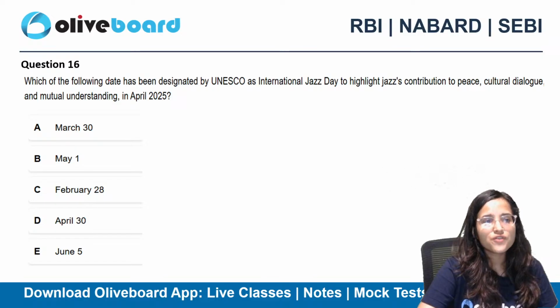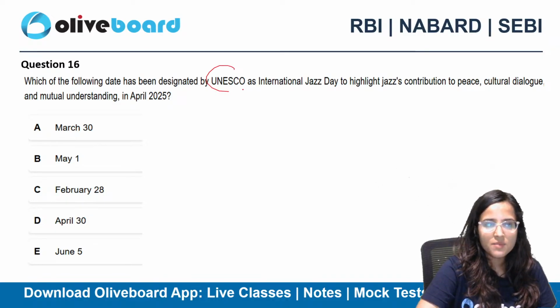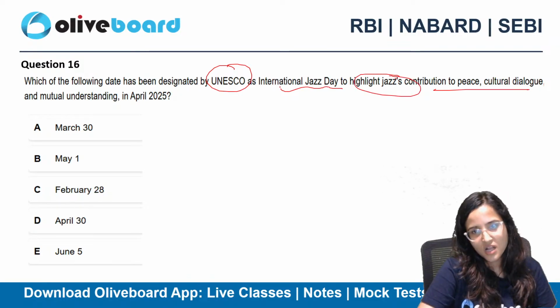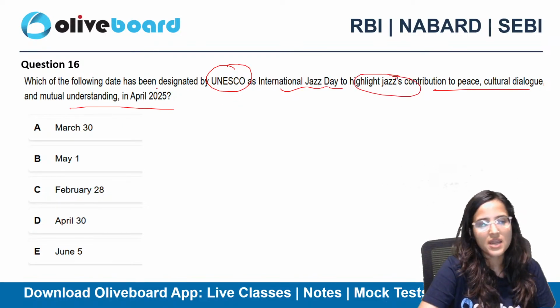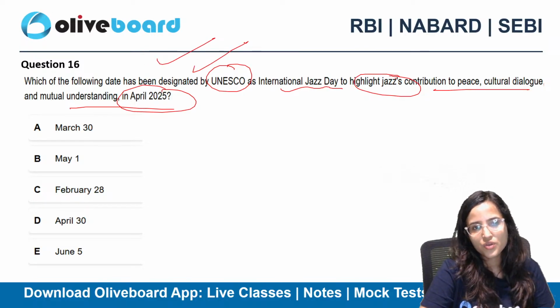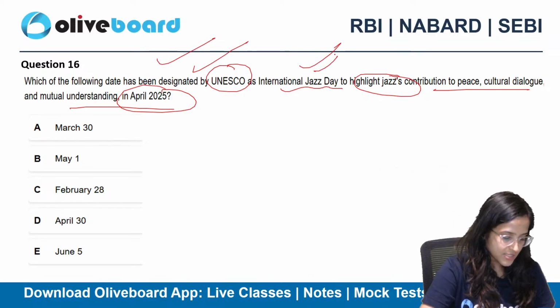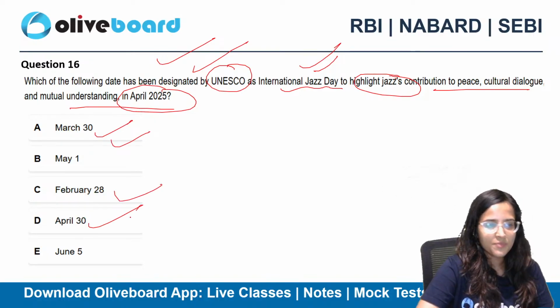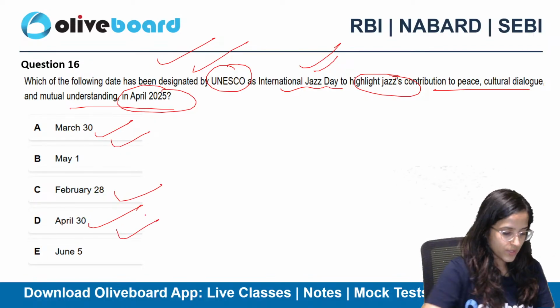Next. Which of the following dates has been designated by UNESCO as International Jazz Day to highlight jazz's contribution to peace, cultural dialogue, and mutual understanding in April 2025? Which date has been designated by UNESCO as International Jazz Day? March 30, May 1, February 28, April 30, or June 3? What is the answer?